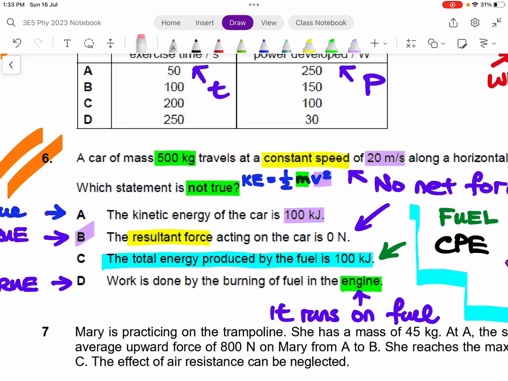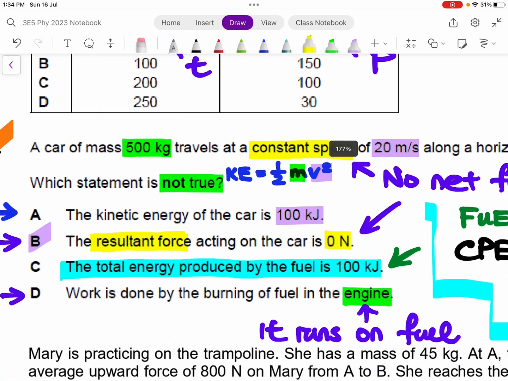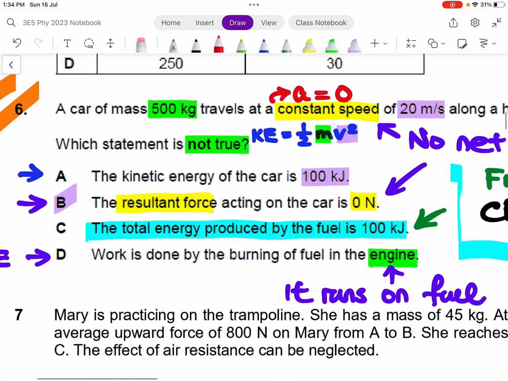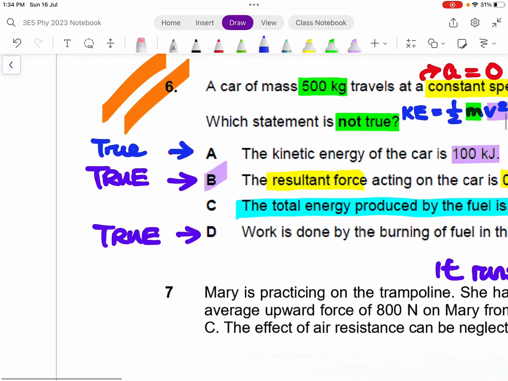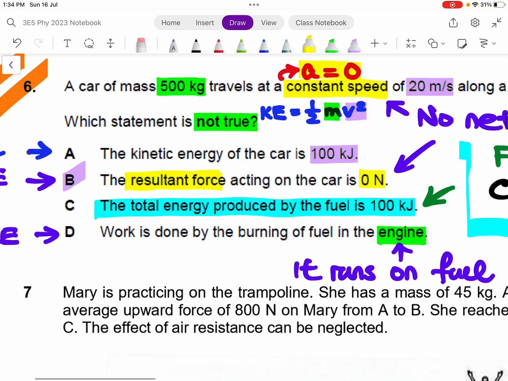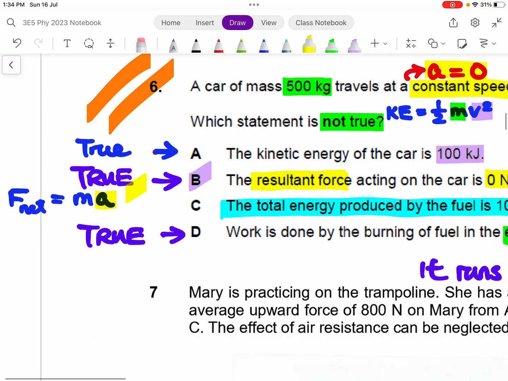If you look at option B, it says that the resultant force is actually 0 newtons, right? And how do I know that? If you see the color coding, the yellow, if you have constant speed, basically what you are seeing is that the acceleration is 0. And if you can recall, you have learned this formula, F net equals ma. So if your acceleration is 0, it means that the resultant force must be 0. Therefore, it must also be true.